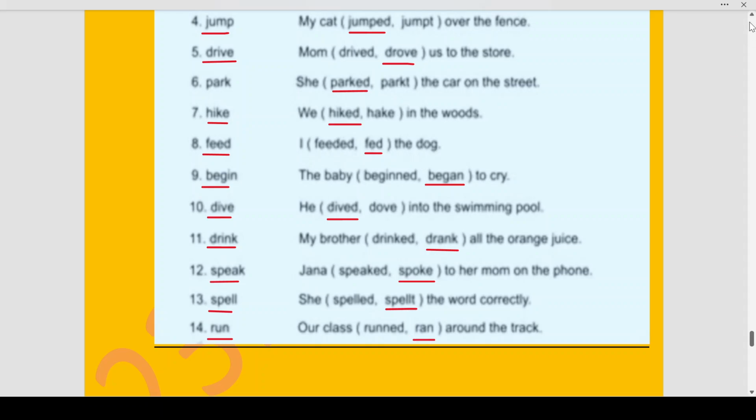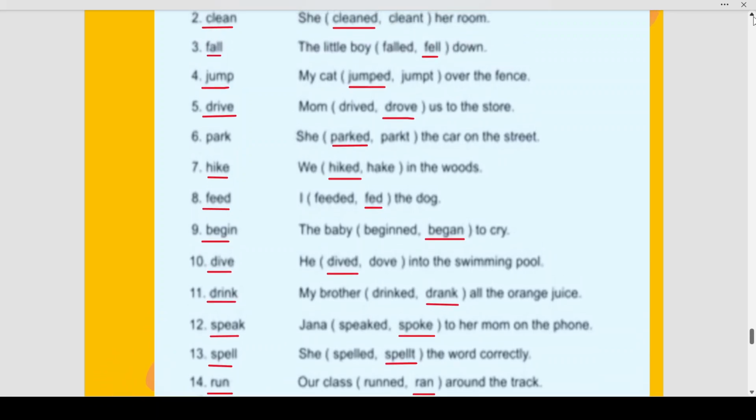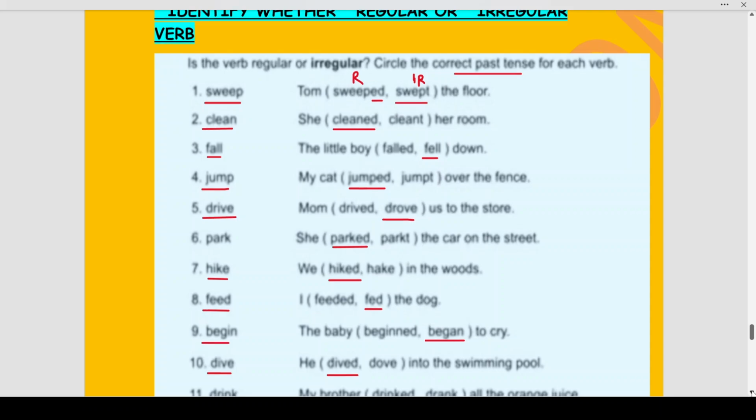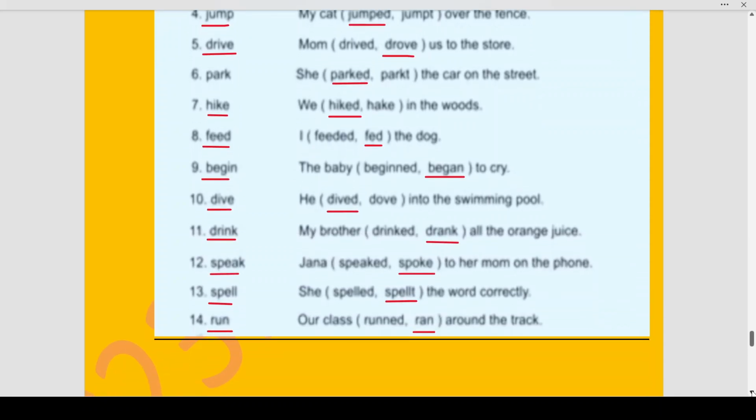So this is how students you will identify whether the verb in the past tense changes into its regular form or irregular form, and we need to write the correct past tense for all the verbs. Sweep, swept, irregular form. Fall, fell, irregular form. Drive, drove, irregular form. Feed, fed, irregular form. Begin, began, irregular form. Drink becomes drank. Speak became spoke. Spell becomes spelt. And run became ran. The rest have taken the regular forms with ed after them.